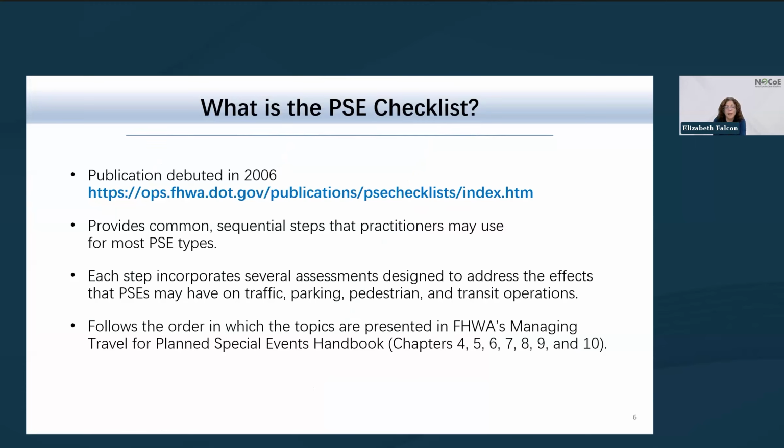Let me begin by highlighting what the PSE checklist is. The checklist is a downloadable Word document that you can edit for your event, adding notes as you go along. It provides common sequential steps for readying for, managing, and post-event analysis for small or large planned events. The checklist operationalizes the PSE handbook.